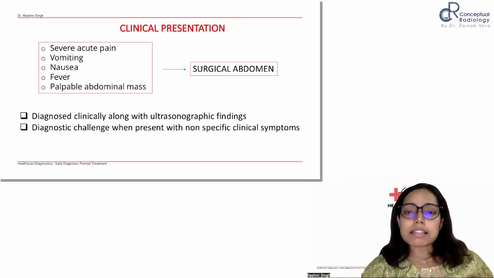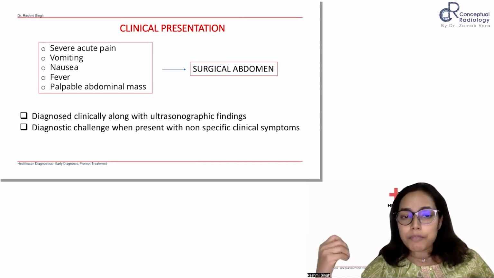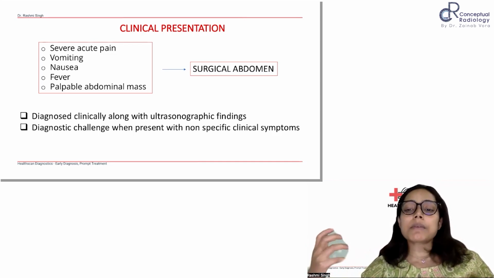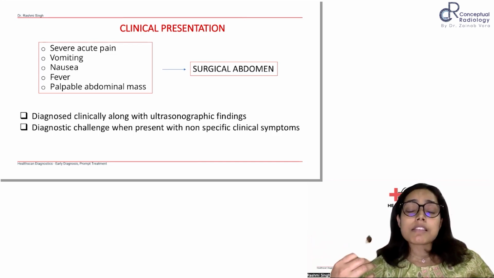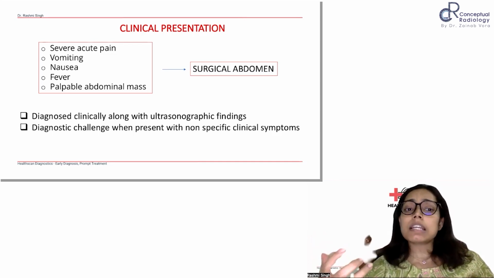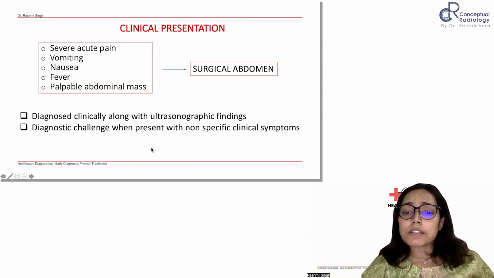So what we call this is an acute surgical abdomen. The diagnosis of adnexal torsion is often a clinical diagnosis which is accompanied by ultrasound findings. The challenge occurs when the symptoms are non-specific, because very often they might have some dragging pain, but not a very severe acute abdominal pain with associated nausea and vomiting. In this situation, it creates a diagnostic dilemma, and this is where the role of the radiologist often comes in.